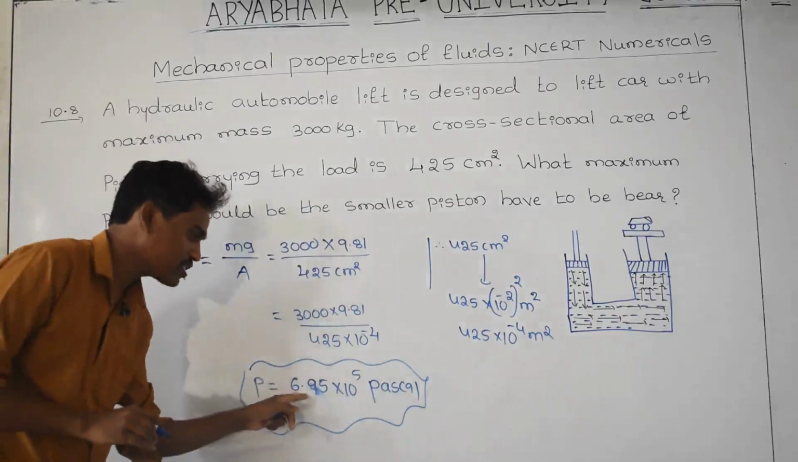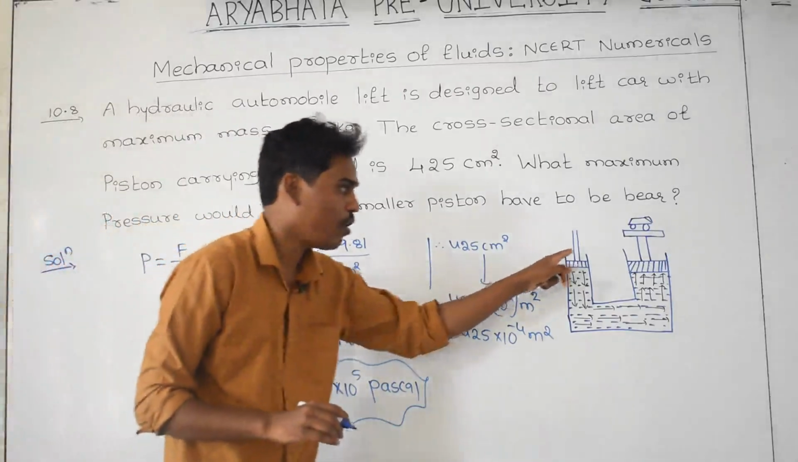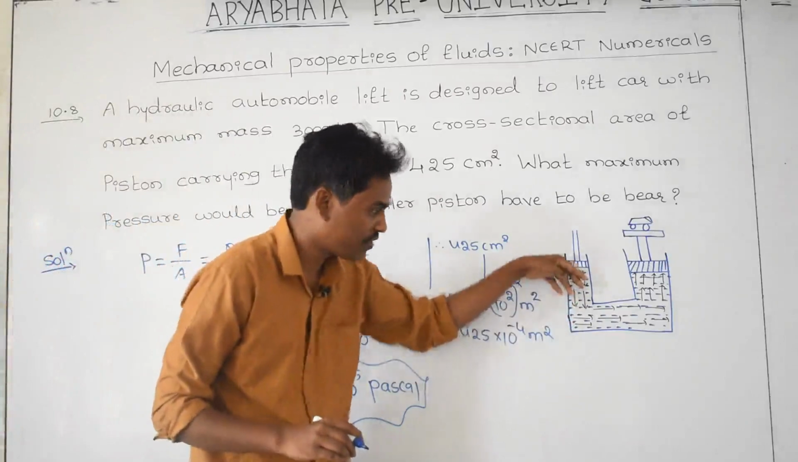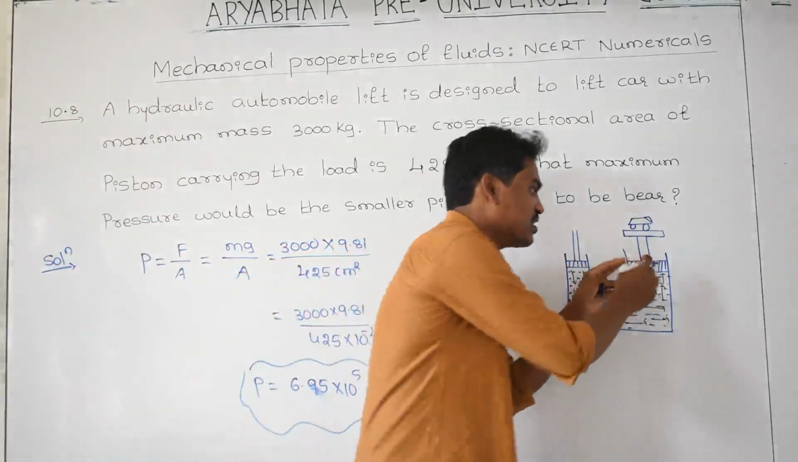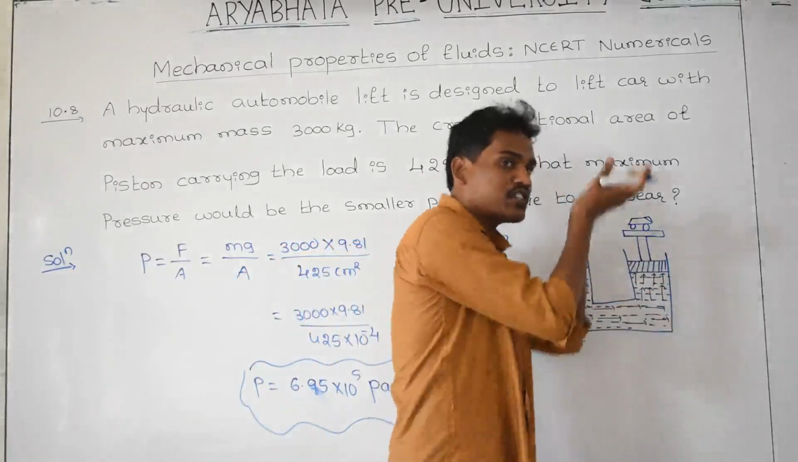If you apply this much pressure on the first piston, then the pressure is exerted in all directions equally, and finally this second piston is able to lift how much mass?